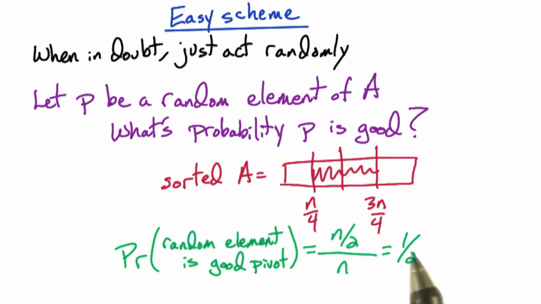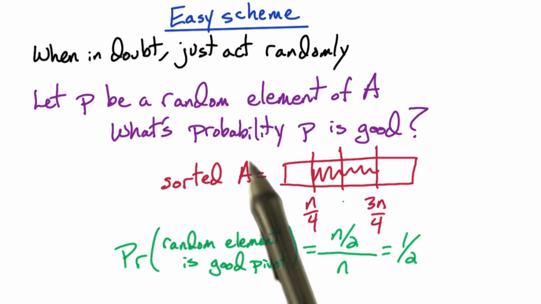Now, given a proposed element as a pivot, how can I check whether it's a good pivot or not? Well, I can just spend order n time, and I can partition A into those elements smaller, equal, or bigger than p. And if I keep track of their sizes as I go along, then I can easily check in order n time whether this proposed pivot p is good or not.